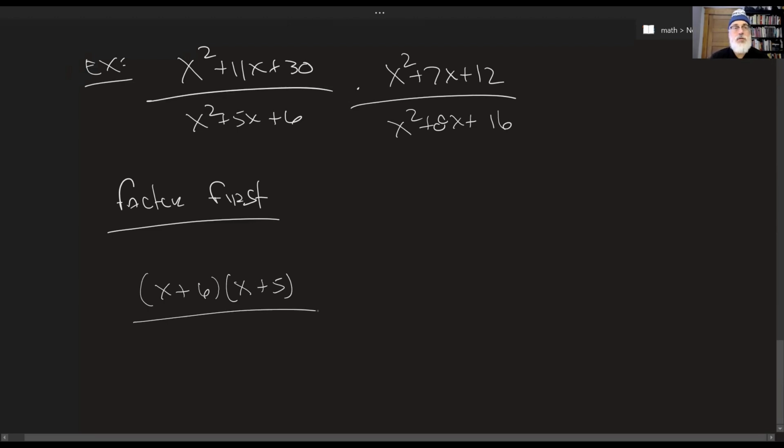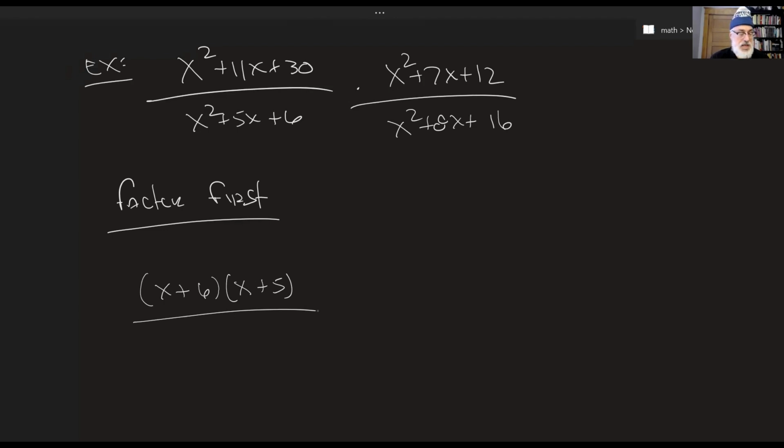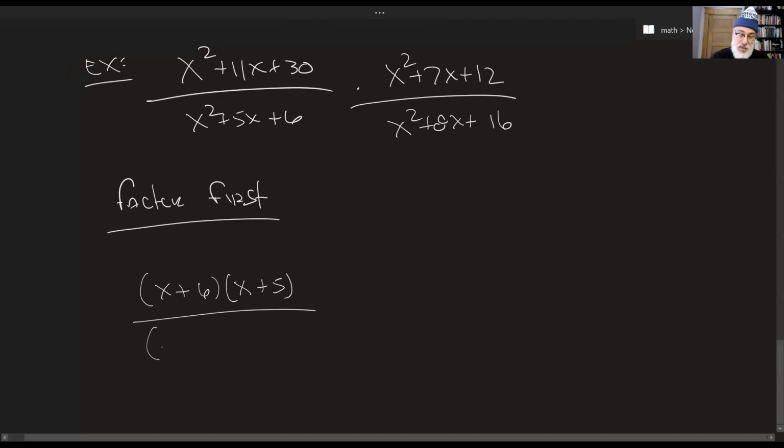The denominator, two numbers that multiply to give me 6, that when I add them give me 5. That's x plus 2 and x plus 3. Put an equal sign. And then the x squared plus 7x plus 12, the same technique, two numbers that multiply to give me 12, that when I add them give me 7. 4 and 3 are good candidates.